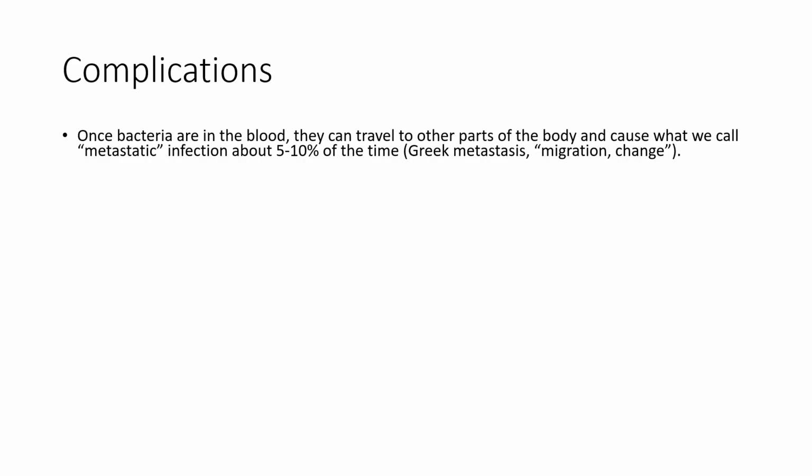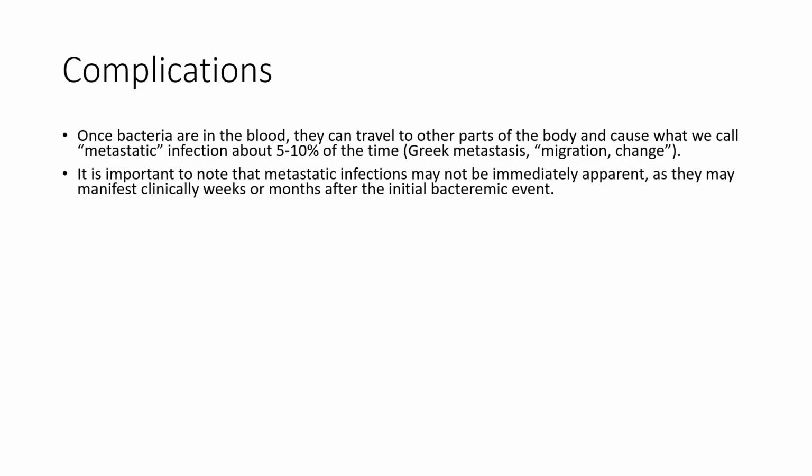Bloodstream infections can cause a lot of complications. So once bacteria are in the blood, they can travel to other parts of the body and cause what we call a metastatic infection about 5 to 10% of the time, from the Greek word metastasis, or migration or change. And you've heard that term used for cancer, but we use it to describe infections as well. So when an infection starts in one place and goes to another, we call that a septic or a metastatic infection.